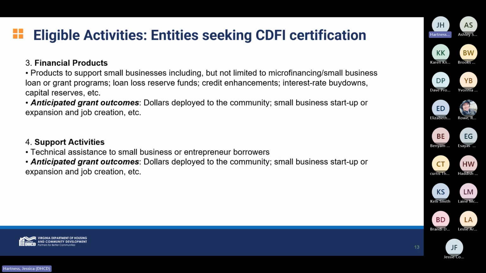The next two categories of eligible activities for entities seeking CDFI certification are financial products. Again, products that support small businesses, including but not limited to microfinancing, small business loans or grant programs. Loan loss reserves would fall under this category, credit enhancement, interest rate buydowns, etc. And an anticipated grant outcome for a financial product would really be the outcomes that we would want to see from a financial product, such as the amount of dollars deployed, the number of borrowers that are receiving funding, how many business startups or expansions resulted out of the program, et cetera.